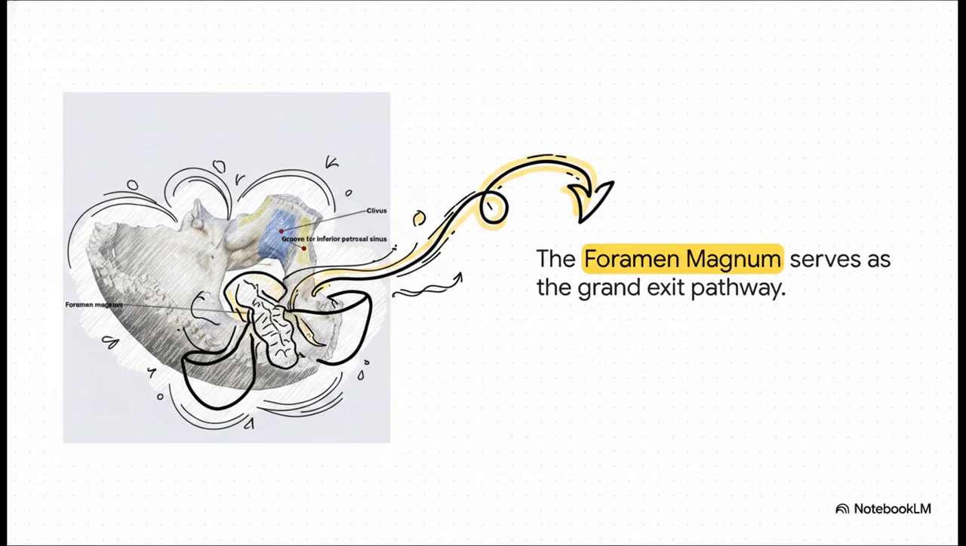See that massive hole? That is the foramen magnum. It is literally the grand exit pathway of the skull. The basilar part of the occipital bone right in front of it actually supports the medulla oblongata, which just goes to show how perfectly these openings cradle our most critical neurovascular structures.